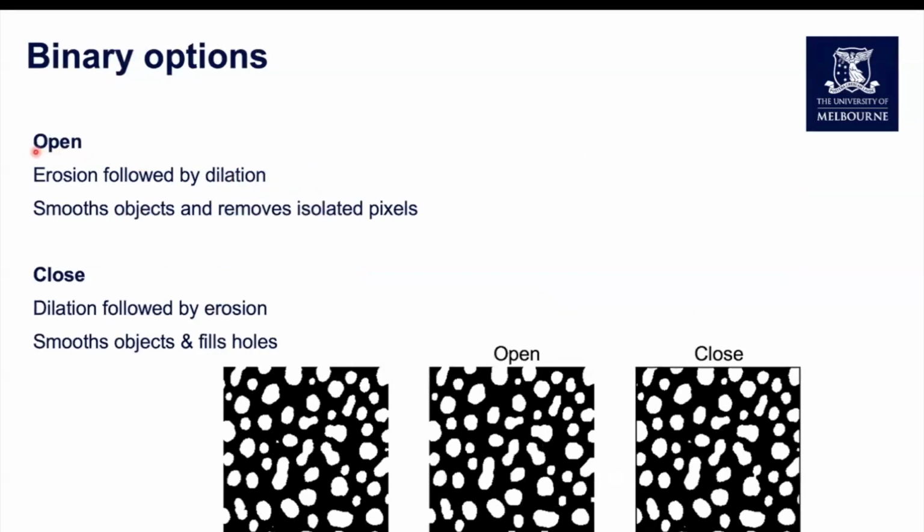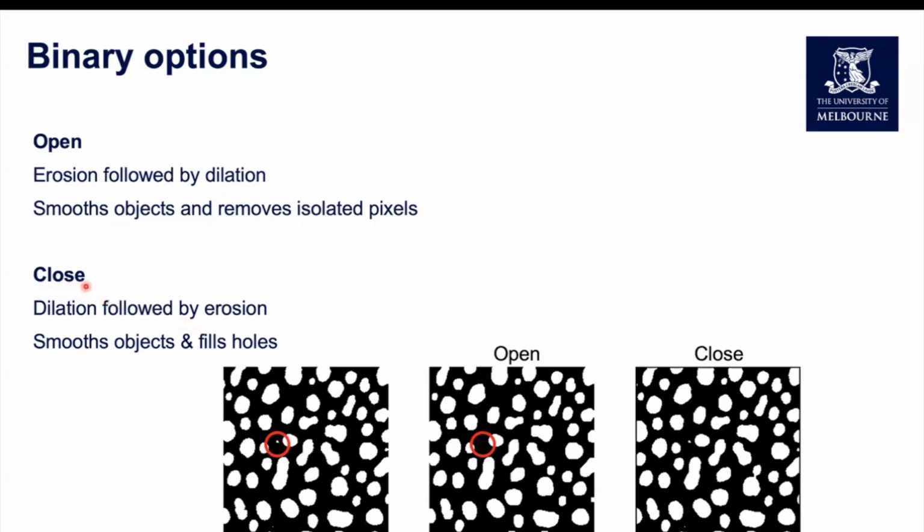We can combine these. So there's a function called open, which is an erosion followed by dilation. And this smooths the objects and removes isolated pixels. And that's highlighted down here. So we've got a little object here that maybe we don't want to include in our analysis, and we can get rid of that just by going through an open function.